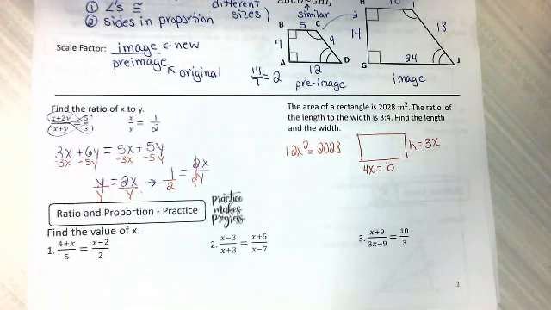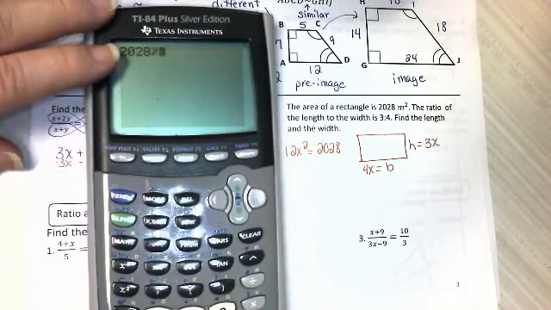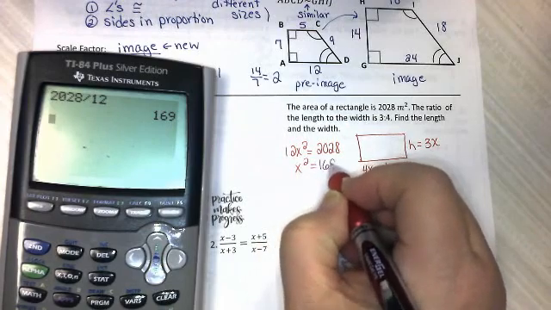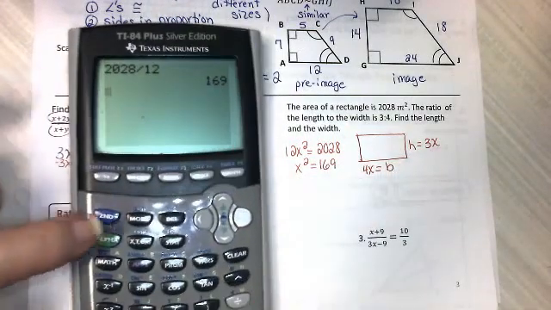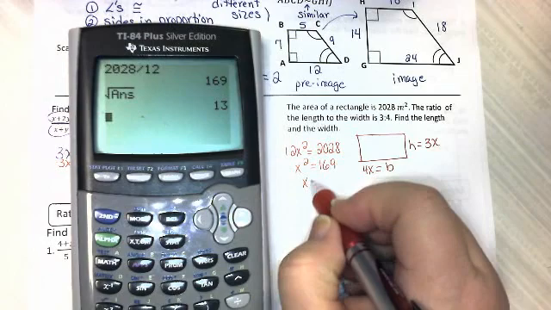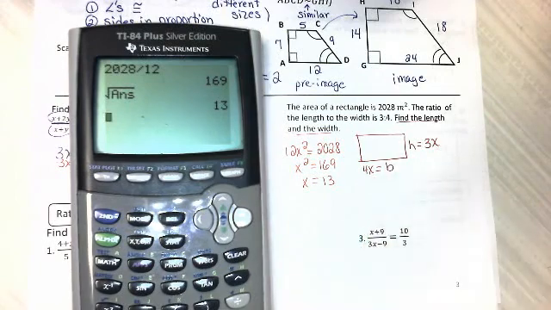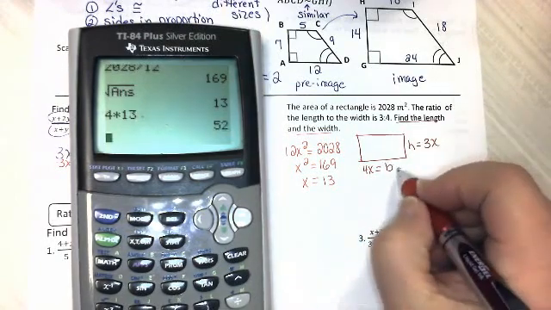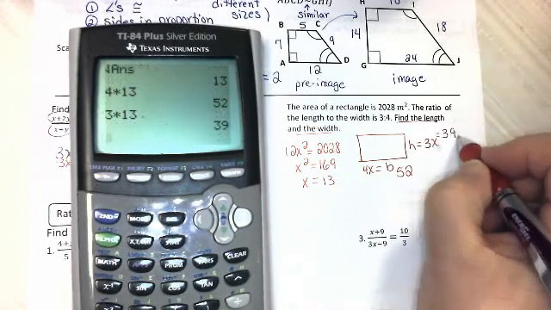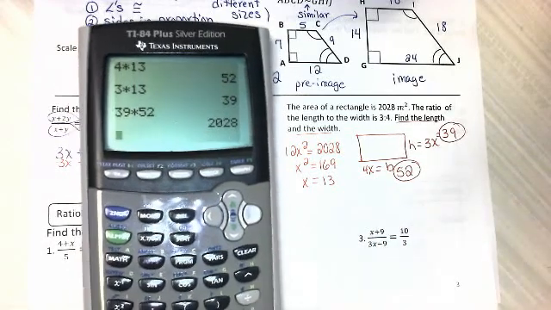Don't forget that part. So now I'm going to divide both sides by 12. 2028 divided by 12 is 169. And if you don't know that one, the square root of 169, just ask your calculator. The square root of 169 is 13. So X is 13. Let's find the length and the width. 4 times 13 is 52. 3 times 13 is 39. And double check that. 39 times 52 really is 2028.